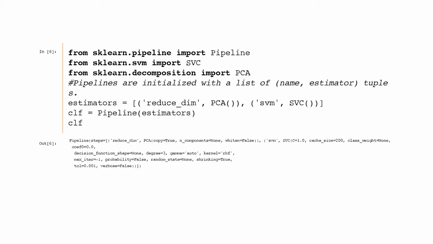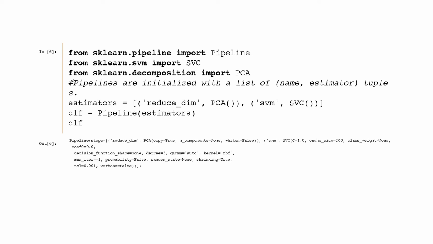We import from the pipeline module the pipeline object. Here I'm going to import additionally two other estimators, just so we can see how we would chain those things together. I mentioned initializing this thing with a list of tuples, so I'm defining that list as estimators here. And then the convention that I see most often in the docs is to call the pipeline, in this case, since we're building a classifier, CLF for classifier.